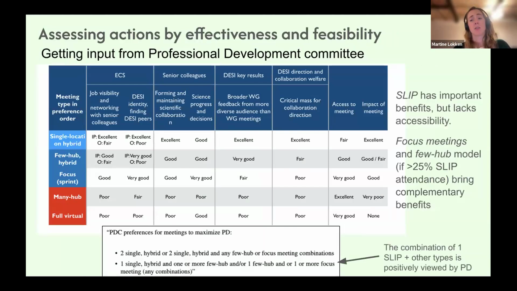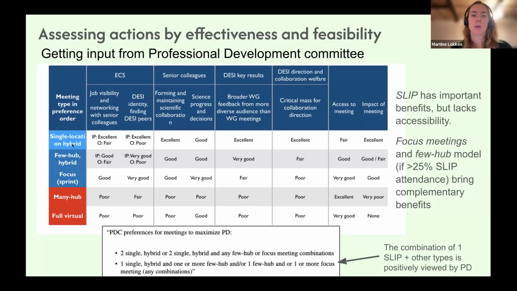So part of the work was also to discuss with other committees within DESI to make sure that we were trying to hit different goals, not just sustainability. And so, thinking about these different types of meetings, we asked what's now called the Professional Development Committee, it used to be DEI, how they would assess these different types of meetings in terms of things like finding your DESI identity and forming contacts with others, etc. So the hubs and the sprint weeks, which were the most popular ones from the survey besides the regular, were ranked just a little bit below the regular single location hybrid meeting that we have.